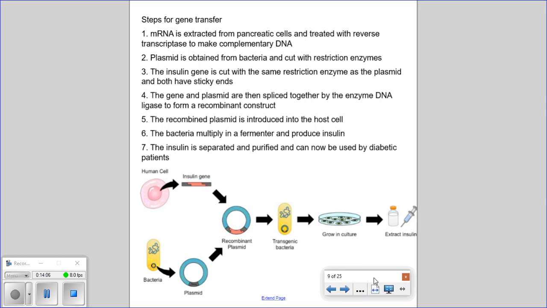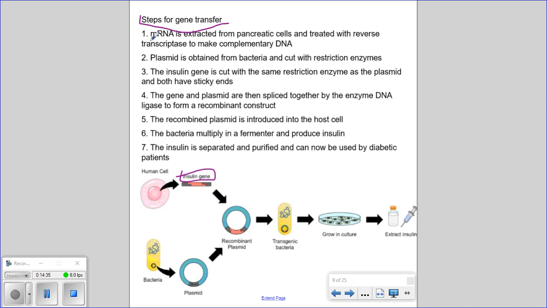So now, taking all this into account, you can work through the steps for gene transfer. In this example, we'll look at the gene for insulin being inserted into a plasmid, and then that plasmid inserted into a bacterial cell. That bacterial cell is then grown and used to obtain insulin.